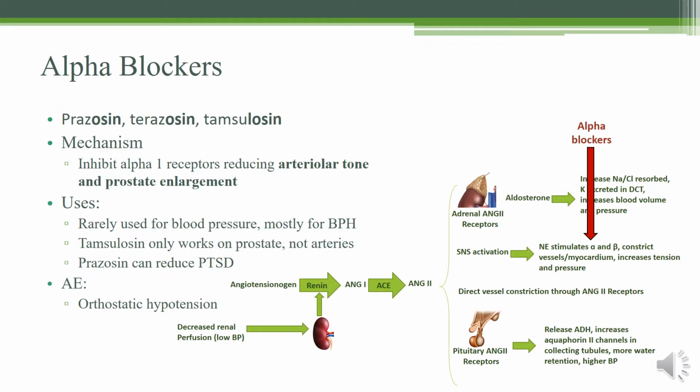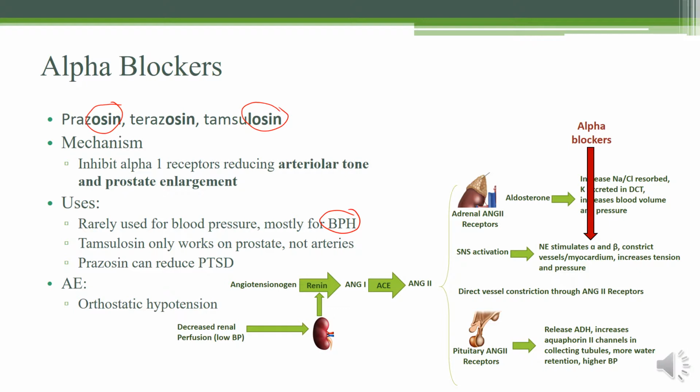Now let's talk about alpha blockers. Alpha blockers are not often used for blood pressure, but they are often used for benign prostatic hypertrophy. Nonetheless, they are often asked because it tests your knowledge of the sympathetic nervous system. All alpha blockers end in -osin. Tamsulosin ends in -losin though.